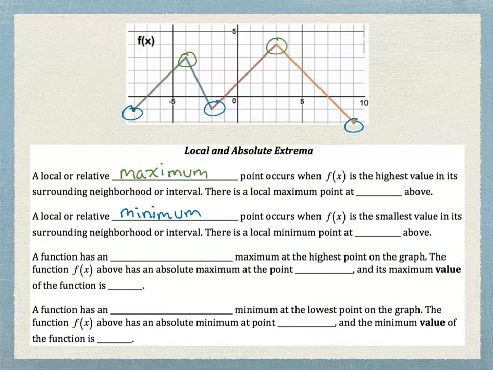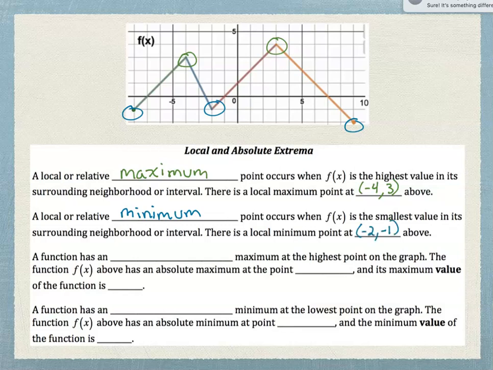There are a couple places where we could write the coordinates of our local maximums and local minimums. We would say that this first local max is at -4. How high does that guy go? 1, 2, 3. So -4, 3. And we would say one of our local minimums is at -2, -1.